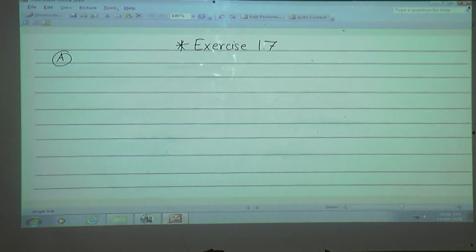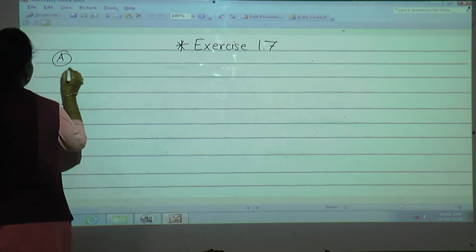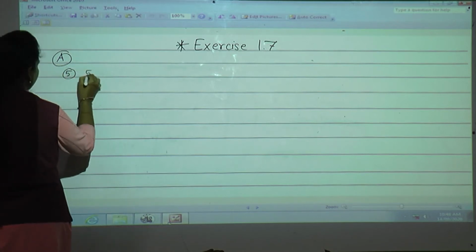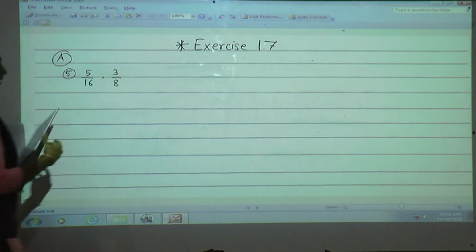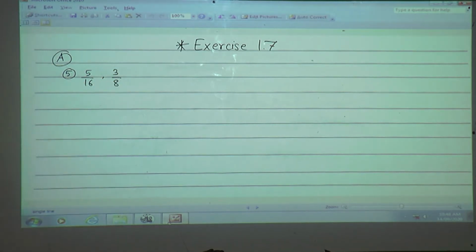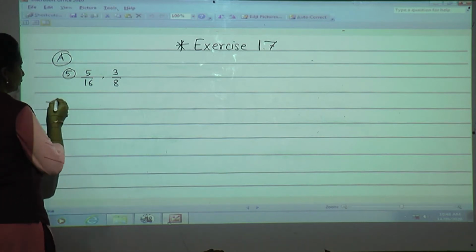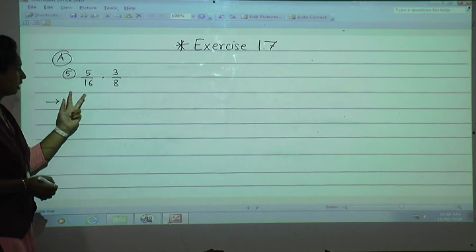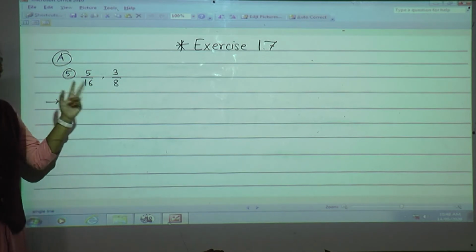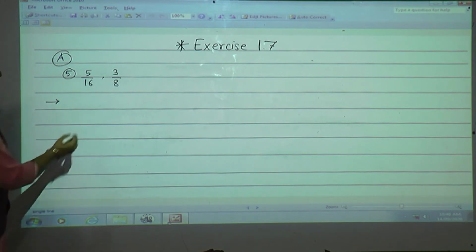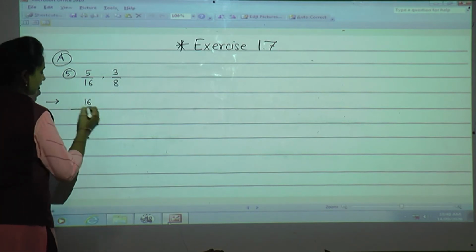Now the third one we have solved. Now the fifth one I will solve. What is the fifth one? 5 upon 16 and 3 upon 8. Now first what do we have to do? We have to find the LCM of the denominators because the denominators are not the same, so we cannot compare the numbers. So I'll find the LCM.